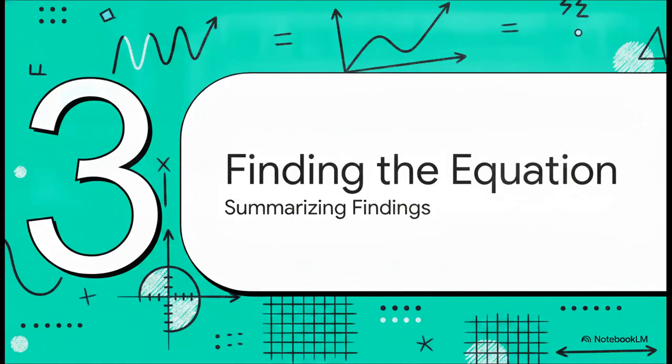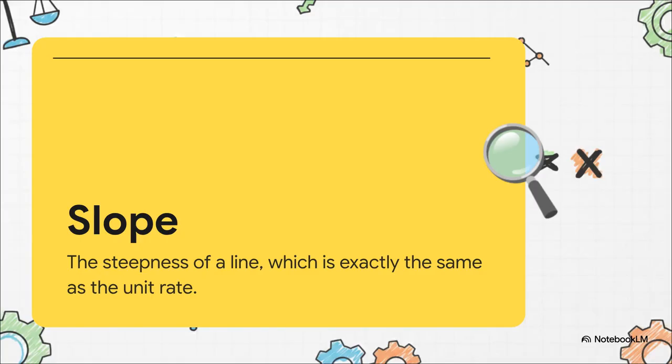Section 3. Finding the equation. It's time to summarize everything we've found so far. The crucial next step is figuring out how to compress all of that table data and graphing work into a single, simple mathematical rule. To do that, we need to introduce a new vocabulary word, slope. Basically, slope is just the measure of the steepness of a line on a graph, and it shows us a constant rate of change.